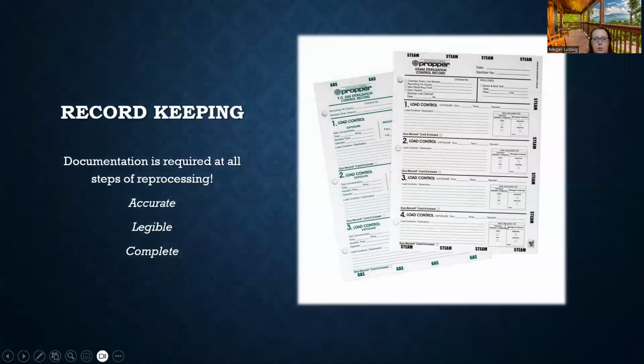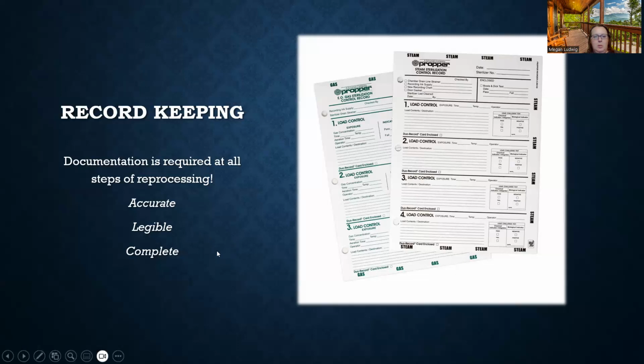So record keeping, here's another good picture of one of those records like we mentioned before, but documentation is required at all steps of reprocessing. And we're talking about going through decontamination, the cleaning process, restringing those instruments to re-sterilizing them. That's the whole reprocessing part. So you have to make sure your documents are accurate, for one. That's important. If it's not accurate, there was no point in making that document, correct? They have to be legible. So some of you with the chicken scratch writing may struggle here. I've had a lot of students in the past that are super smart, but you can't read their handwriting. So sometimes that's a struggle for some people.